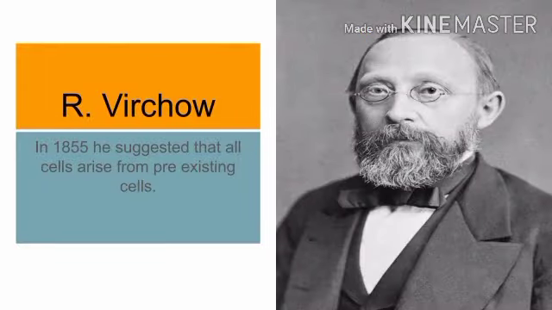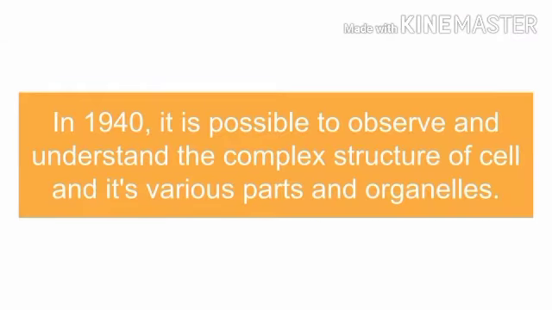This is the image of Rudolf Virchow, who in 1855 gave a new law that all cells arise from pre-existing cells, which means a cell needs a reproduction stage from the beginning to reproduce a new cell in a new generation. After all this discovery, until 1940 it was still not possible to observe and understand the complex structure of the cell and its various parts and organelles.